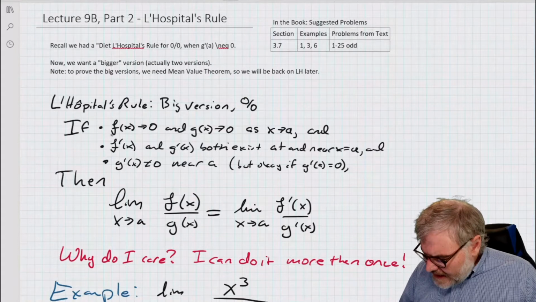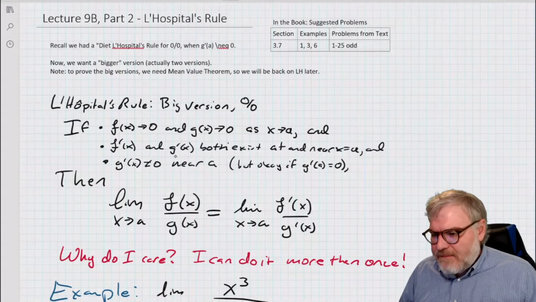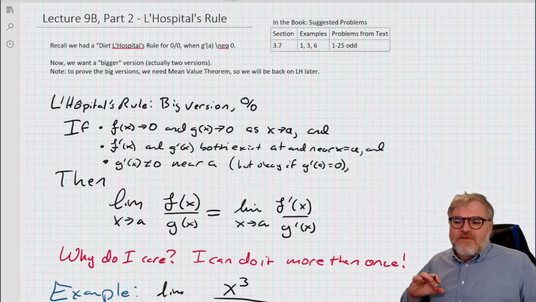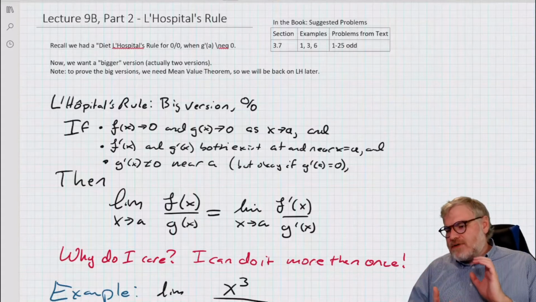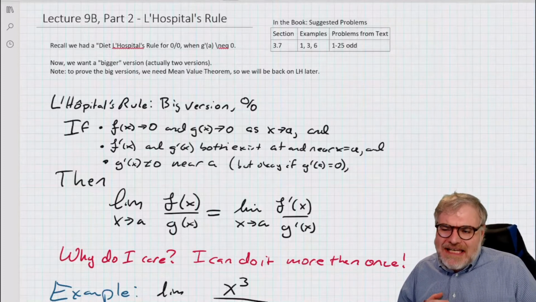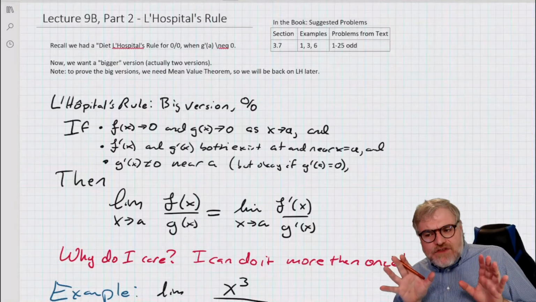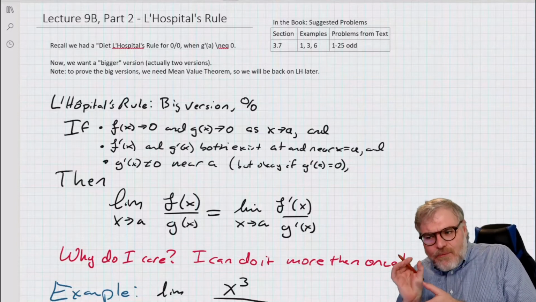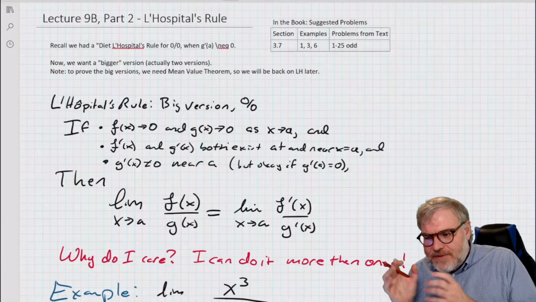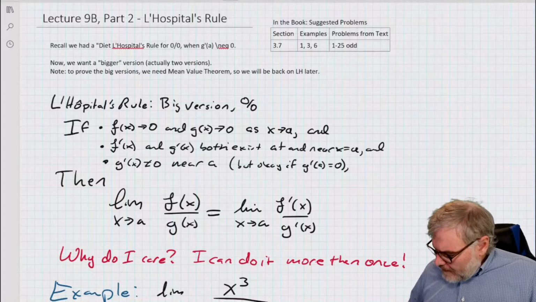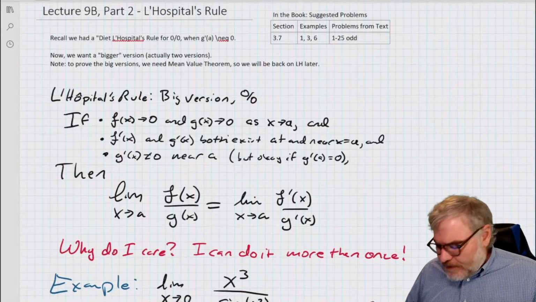I still have the same condition as before: f prime of x and g prime of x both defined at a. You have to have that. But it's a little bit more restrictive: they have to be defined near a, because I'm going to use the mean value theorem to prove it later on. And I need g prime of x to not equal 0 near a. It's okay if g prime of a equals 0, but around a there has to be some little neighborhood where g prime of x is not 0. It can't be constant or always going to 0 for this to work. The mean value theorem is going to be a big part of that.